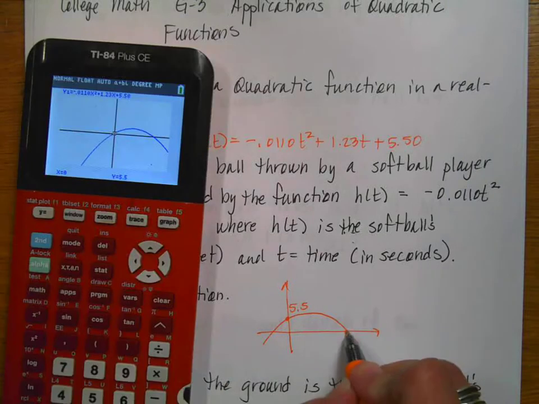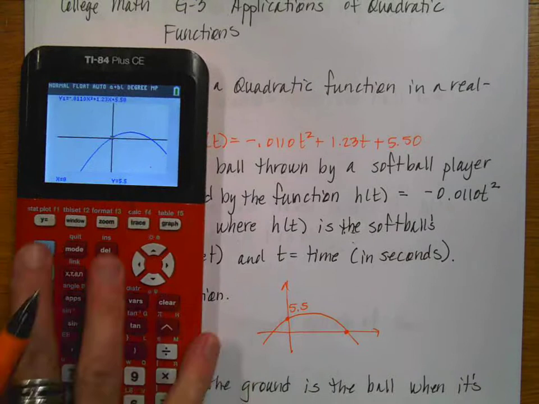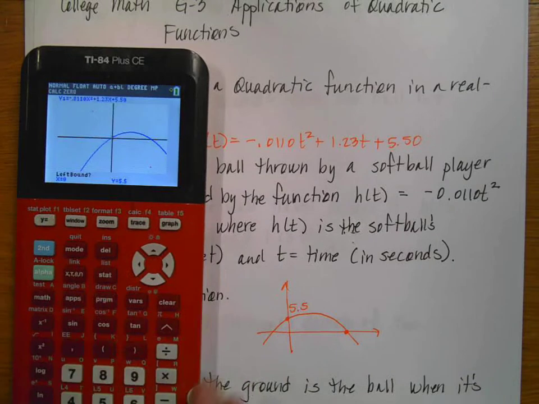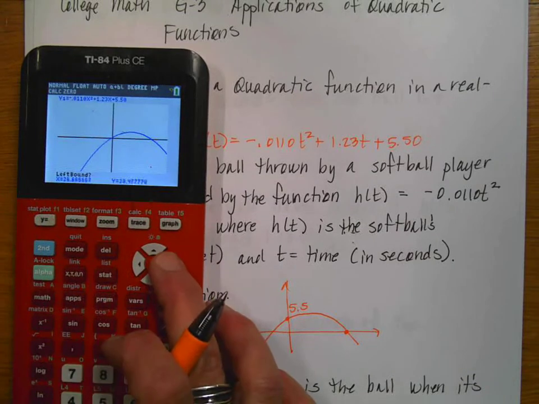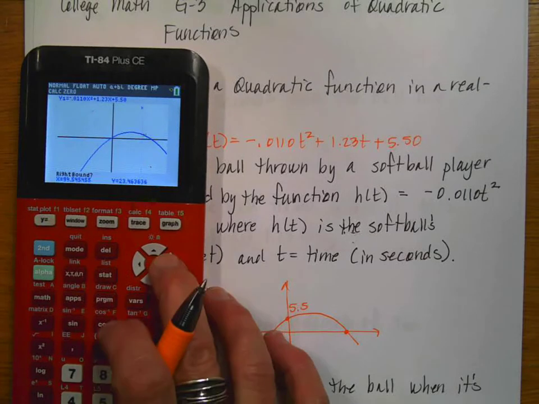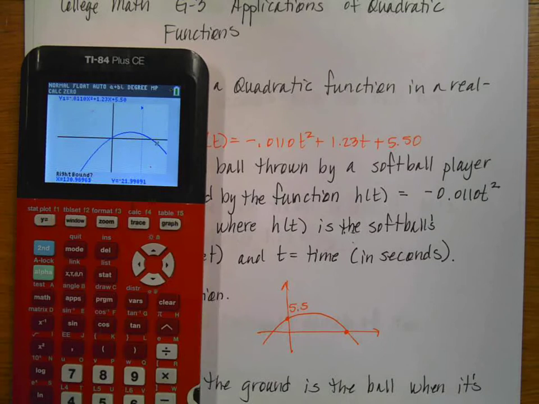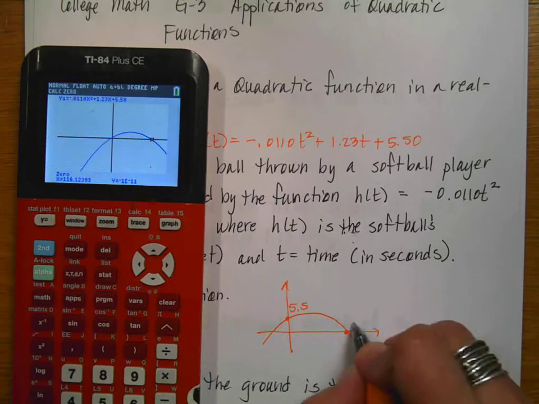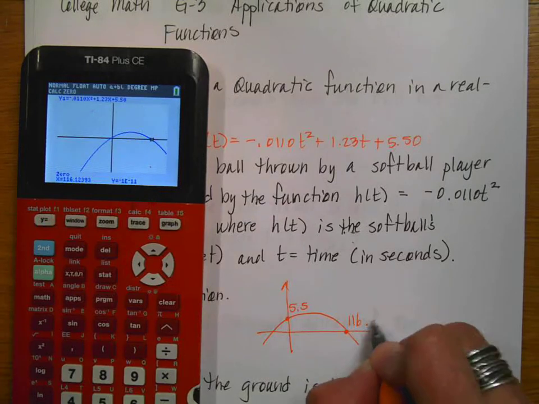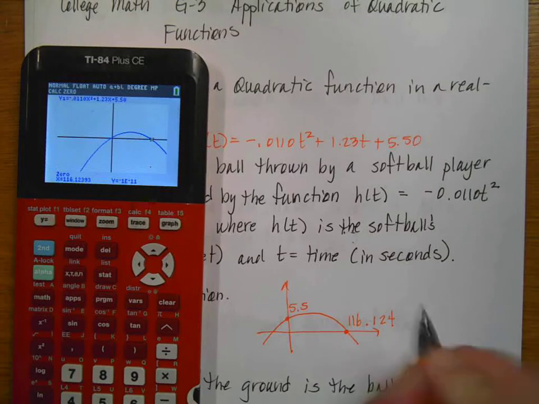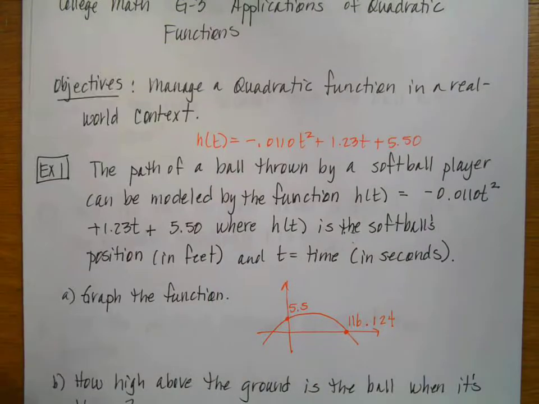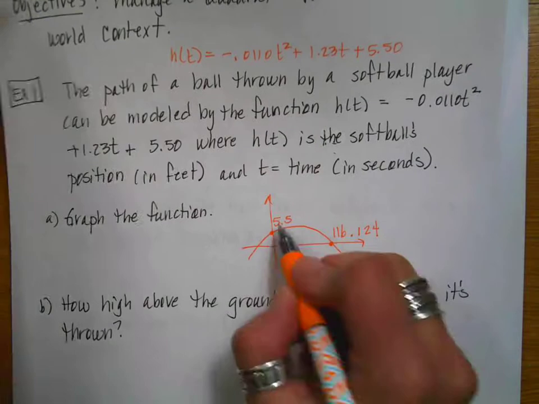And then I'm going to go ahead and find this point over here. So I'm going to do second calculate 2 for zero, and I'm going to scoot over, go to the left of that point, hit enter, and then I'm going to cross, and hit enter, enter. So this is 116.124. And let's talk about what those numbers represent.